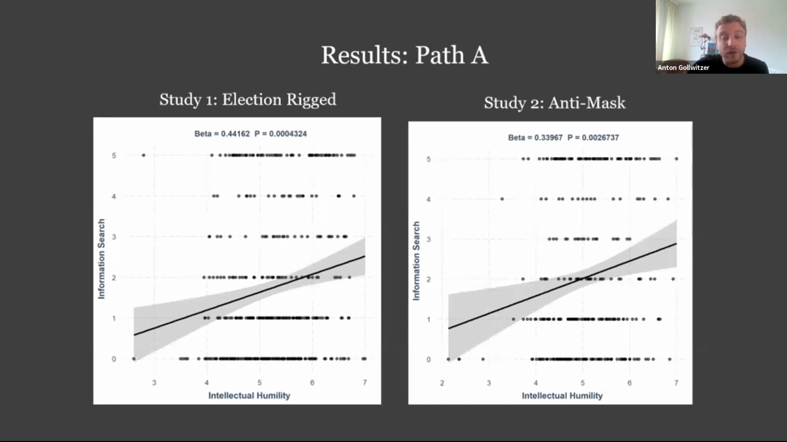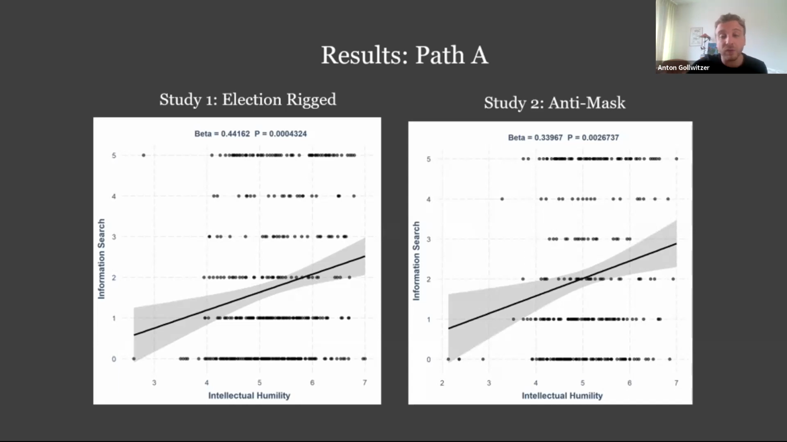Okay, so here the x-axis is intellectual humility again. The y-axis is information search. What that means is basically the number of links participants clicked on. So a higher number of links means they considered more counter evidence, right? And we do find that intellectual humility, as predicted, predicts greater information search. So a greater tendency to consider counter information to one's beliefs.